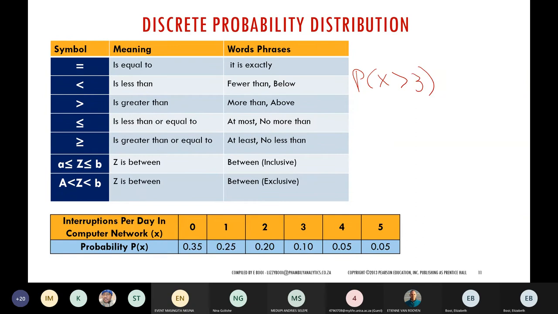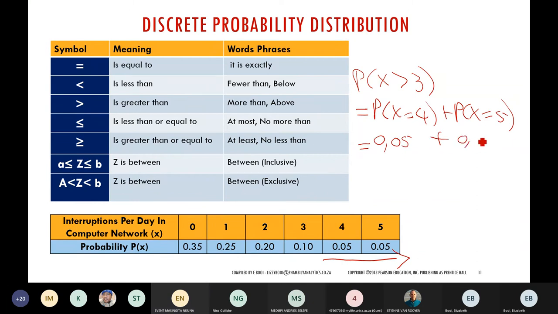0.1. Greater than means anything above, but does not include 3. 0.20. You guys are on the road. The probability that x equals 4 plus the probability that x equals 5. And he was right, because it's 0.05 plus 0.05, 0.1. That will give us 0.1.